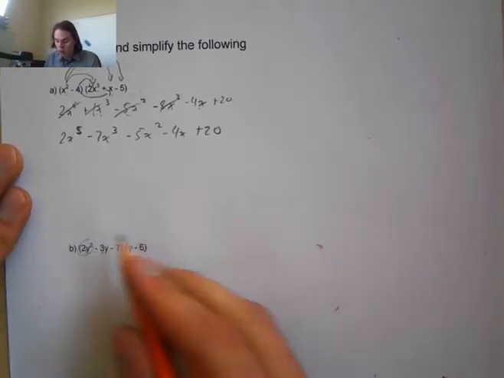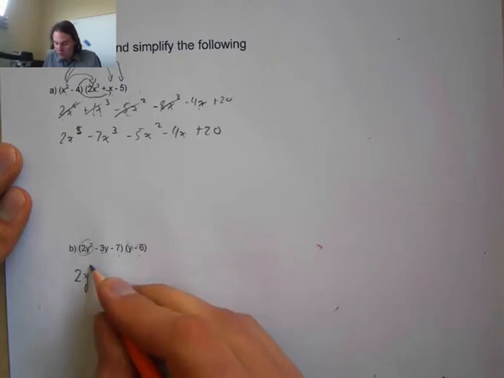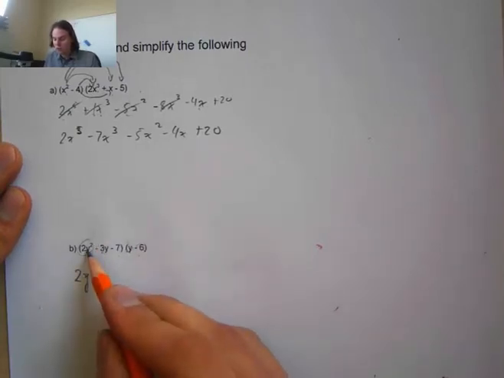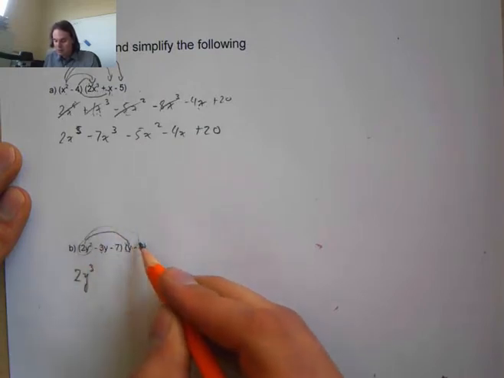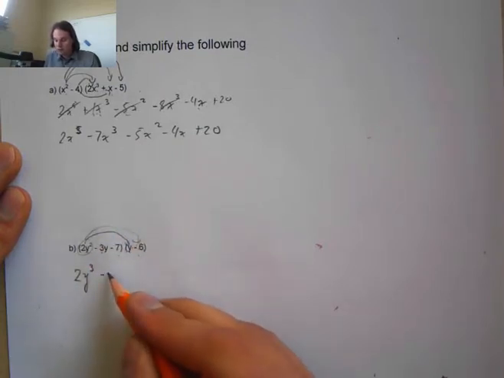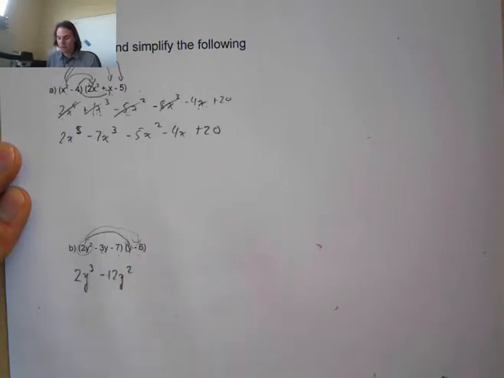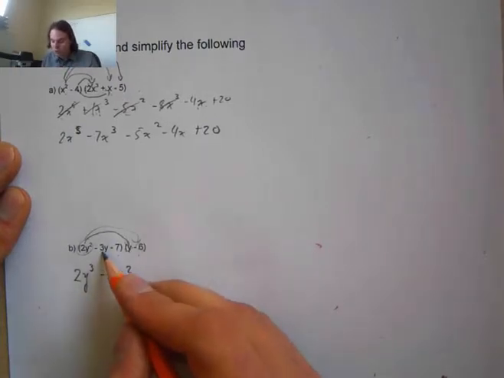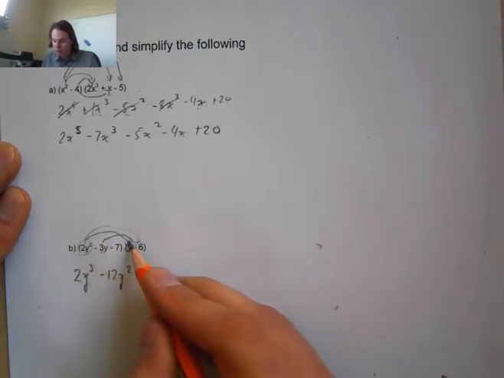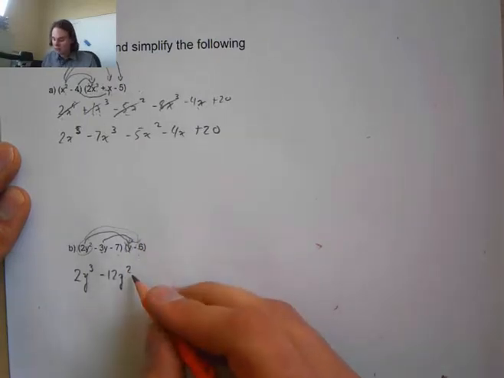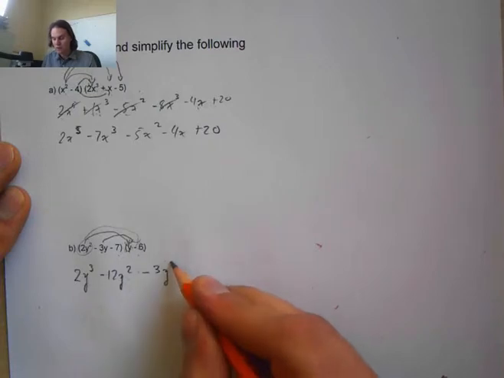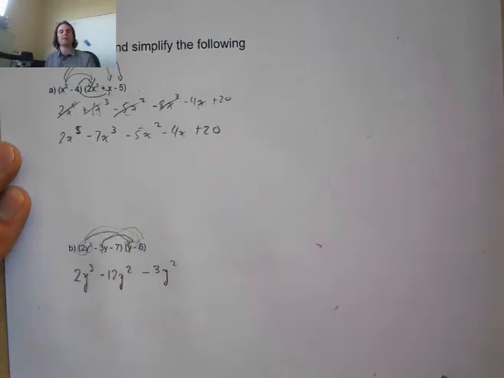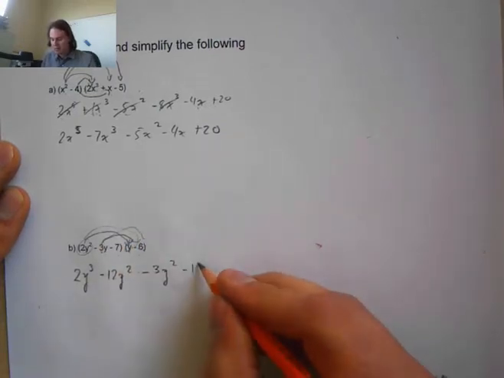First, 2y squared multiplied by y gives me 2y cubed. Then I'm going to have to go 2y squared multiplied by negative 6, which will give me negative 12y squared. Now I want to go to 3. So negative 3y multiplied by y is going to end up giving me negative 3y squared. Then negative 3y multiplied by negative 6 gives me positive 18y.